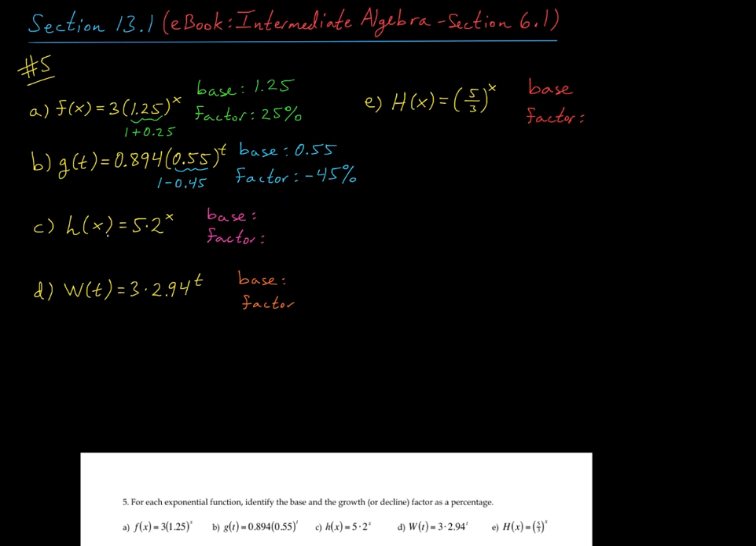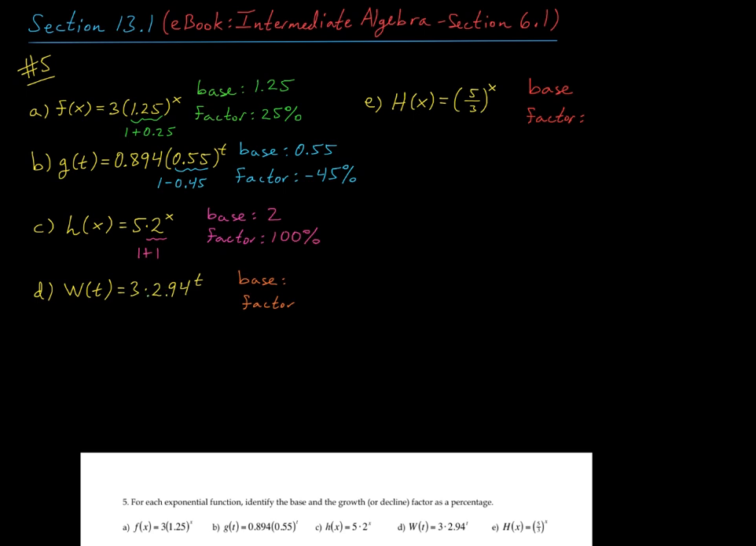All right, moving on to C. H of x is 5 times 2 to the x power. So there the base is 2. And here you can think of 2 as just 1 plus 1. So I'm taking 100% of the original amount, and then I'm adding on, well, 100% of that original amount. So here the growth factor would be 100%. Okay. If you double something, you're really applying a 100% increase to that amount. That's what this says.